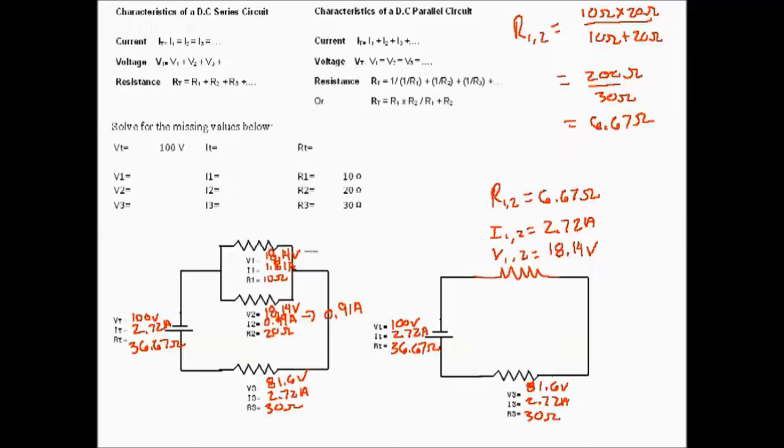Now we can verify this. The 1.81 amps plus 0.91 amps should add up to 2.72 amps. Just because current divides, if it divides here and a little bit of current or more current comes up here and some current comes down there, it's going to meet up again here to equal again 2.72 amps. Likewise, the voltage drop across this resistor and this resistor should equal the total voltage at the source.